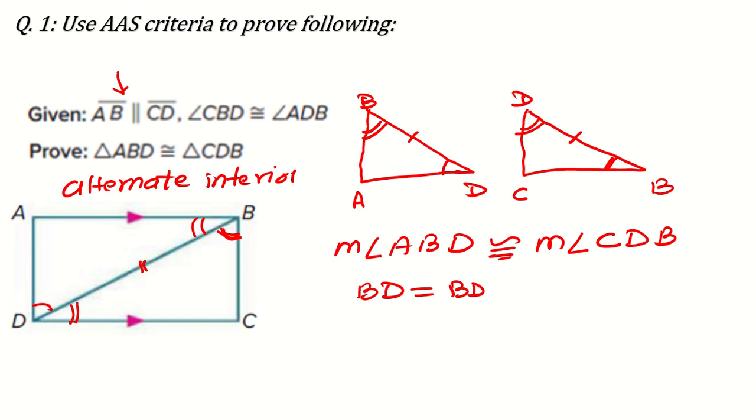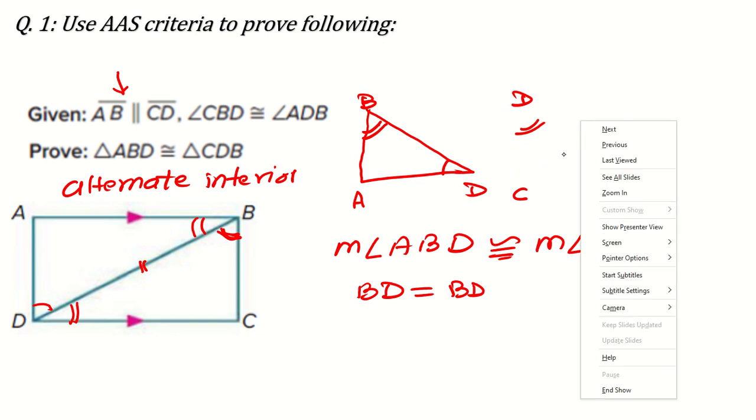Can we say that it is satisfying AAS criteria? No. Why? Because the side is included between those angles. So what do we want? We want another side. But we cannot make a side equal. So what can we do? We can find a different angle to make them equal.